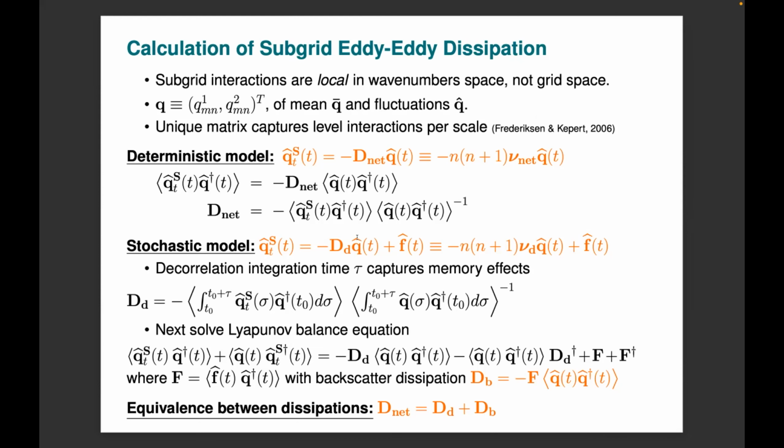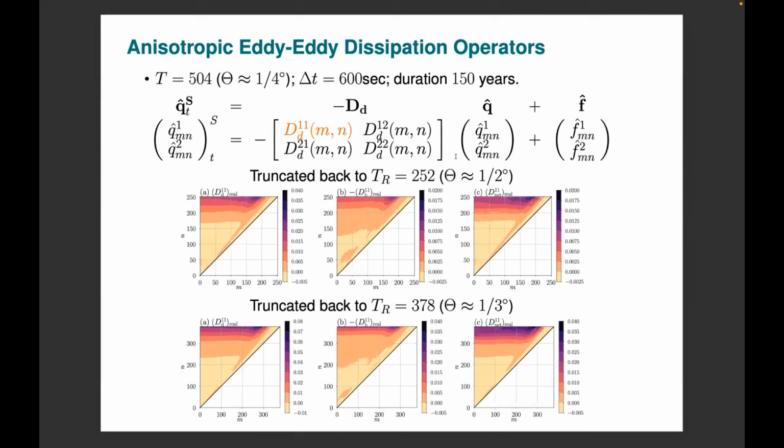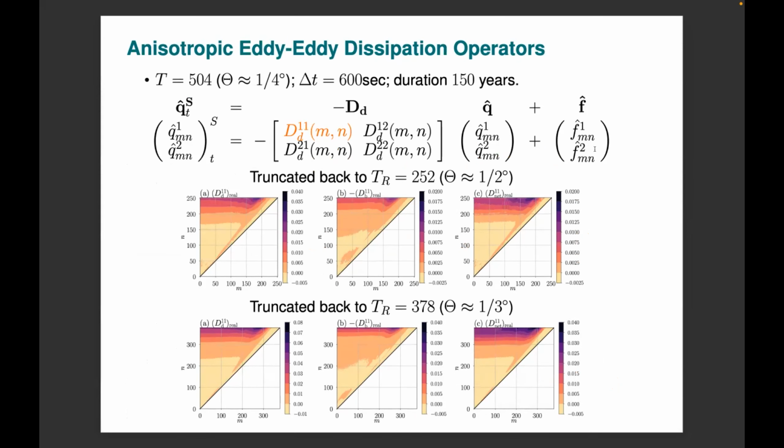Okay, moving on. So this is what these coefficients look like. Recall, we're starting off with a high resolution DNS with 504 wave numbers. This is what the stochastic formulation of the subgrid tendency looks like. We've got a two-element column vector equal to this 2x2 matrix multiplied by another two-element column vector, plus the stochastic force. Here I'm illustrating just the upper diagonal term of this drain dissipation operator. You can see these coefficients are weakly dependent on M, but strongly dependent on N.